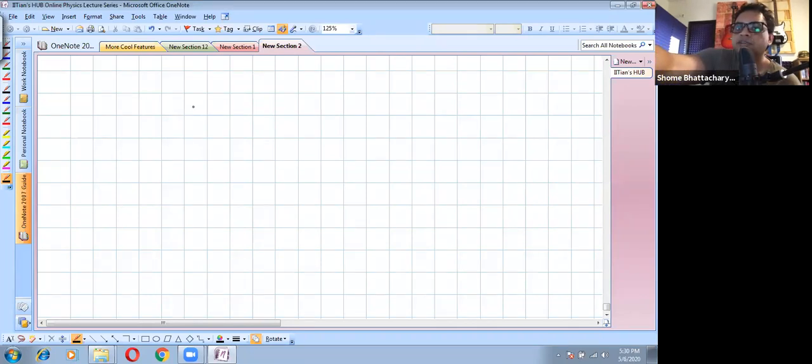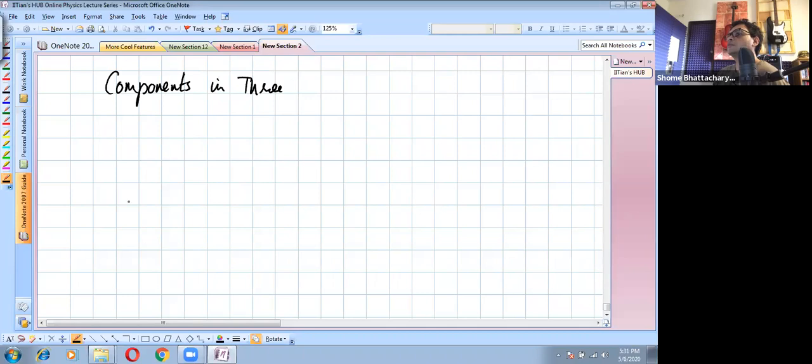So now let us come to the final part of today's lecture, which is the additional learning part. Okay? So we will see something very interesting. We will see components in 3 dimensions, which is the ultimate thing, because the maximum number of components a vector can have is 3.